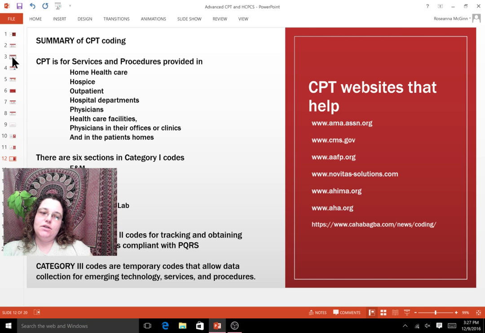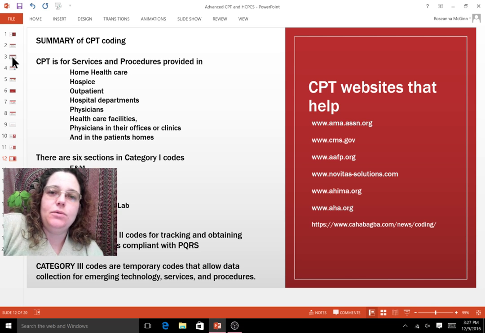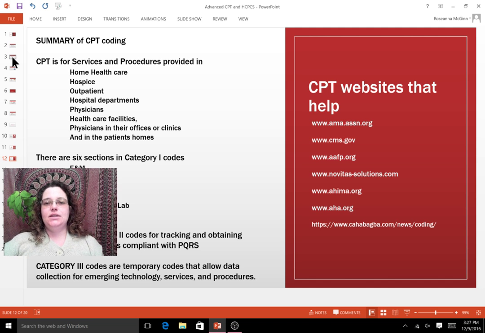There are 6 sections in category 1 codes. Okay, E&M, which is evaluation and management, anesthesia, surgery, radiology, pathology and laboratory, and medicine sections. Each one of them has different coding compliance issues that you'll want to become familiar with, and a lot of them are in the NCCI edits also, so that's a really good resource to have. But a lot of it can be figured out or gleaned from the guidelines or the CCI edits.